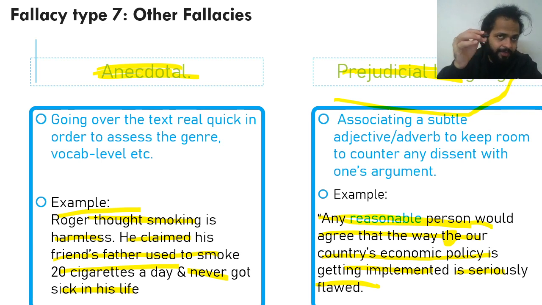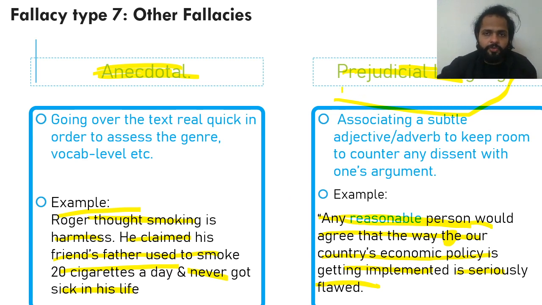So what he said was any reasonable person would agree that the economic policy is not being implemented without any flaws. If you do not agree, you're probably not a reasonable person, right? So he's made a very well protected argument here. Anyone who agrees with him, well, he agrees with him, and anyone who doesn't agree with him, he'll just regard that person as unreasonable, right?